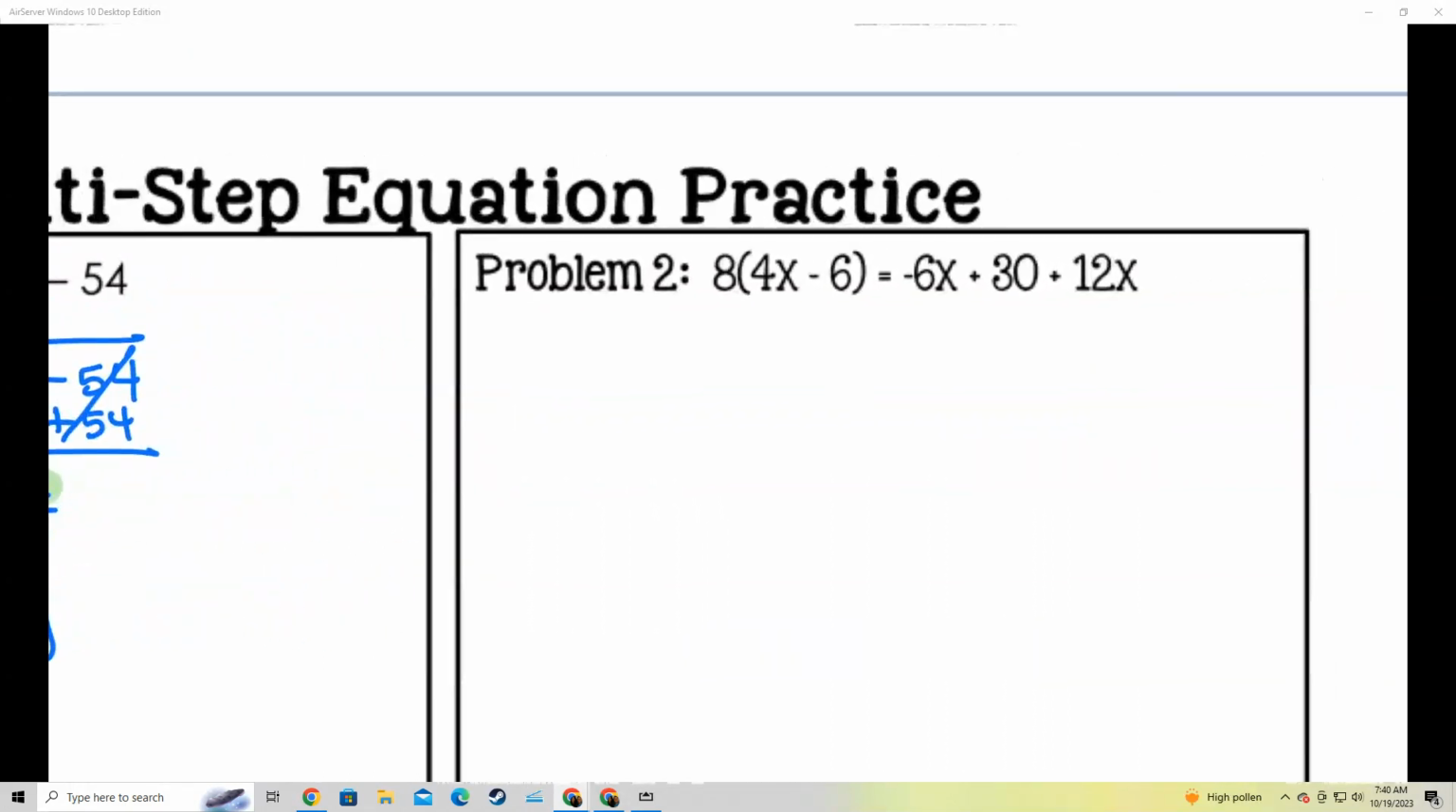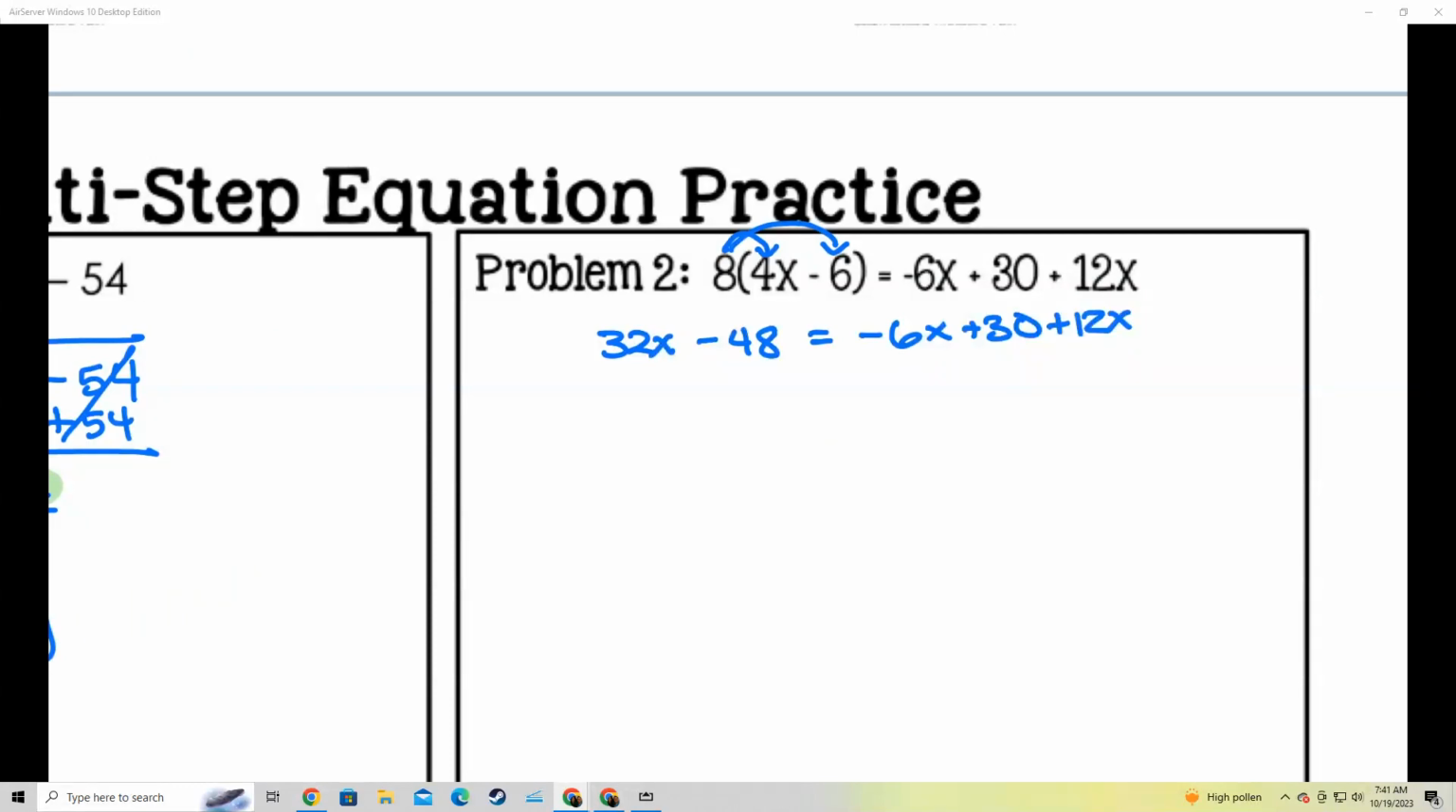Here, I see a couple of things. I see something with the distributive property, and I see like terms. So let me go ahead and do the distributive property first. 8 times 4x, that's going to give me a 32x. 8 times -6, that's going to give me a minus 48. Is equal to -6x plus 30 plus 12x.